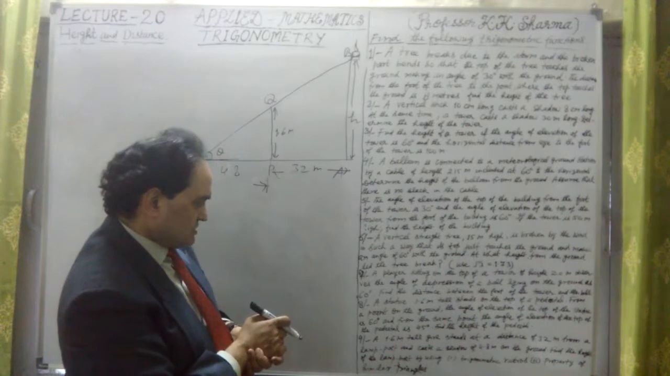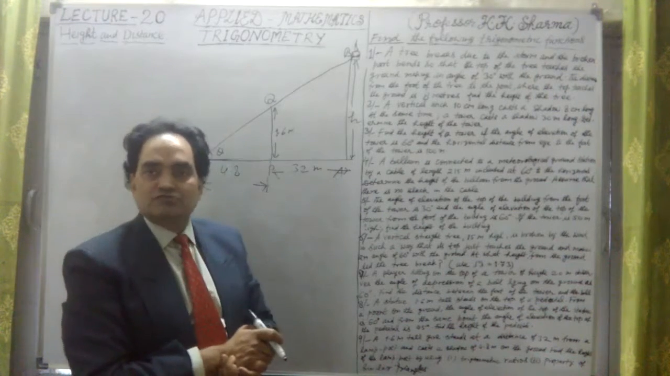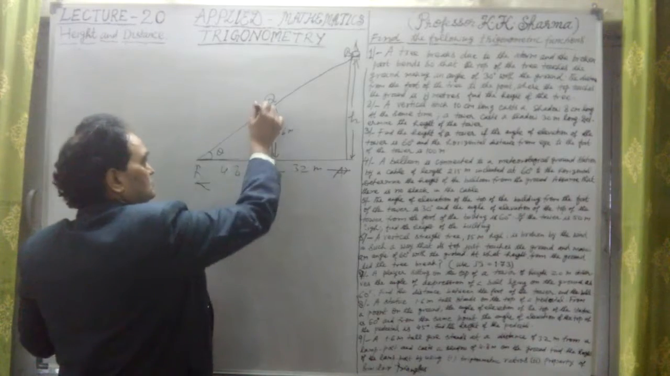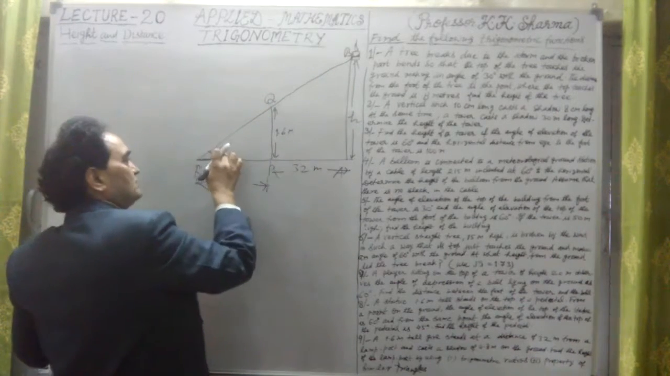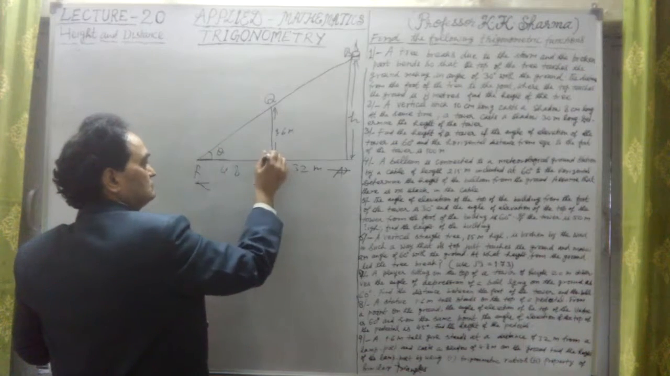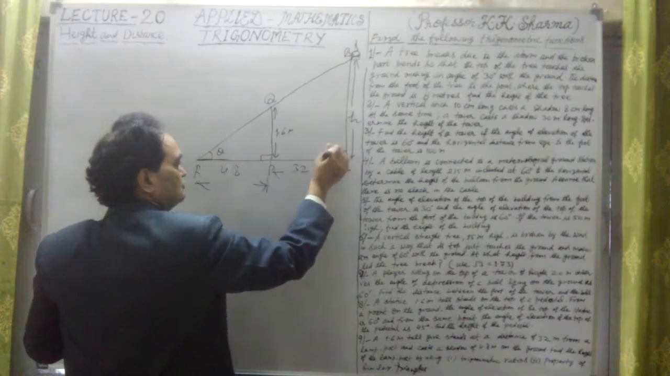Alright, that we will calculate. And by property of similar triangles also. Why similar triangles? This is one triangle and this is another triangle, which are similar triangles. They have the same angles. This is a right angle, this is a right angle. So these two are similar triangles.